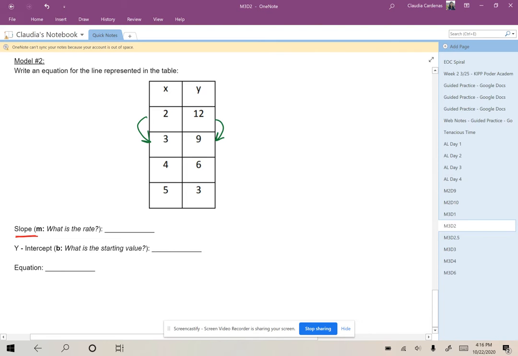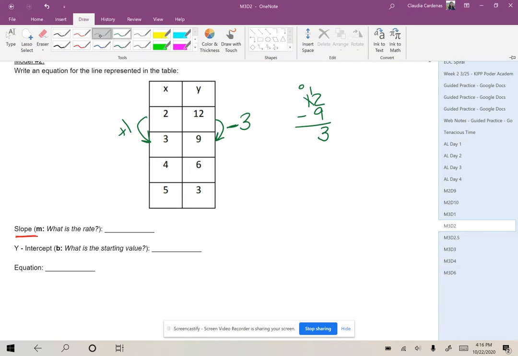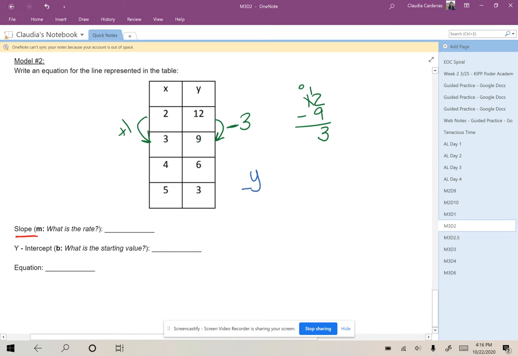I could have picked any set, but I'm going to pick the two y values, the 12 and the 9, which means I have to pick the x values that match with them, the 2 and the 3. Going from 12 to 9 is getting smaller, and I'm not sure by how many, so I'm going to subtract. I see that the y is subtracting by 3, and the x is increasing by 1. Well, I remember that it's the same as the proportional y over x, but this time the change in y over the change in x.